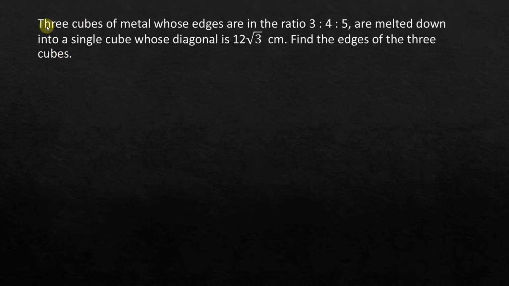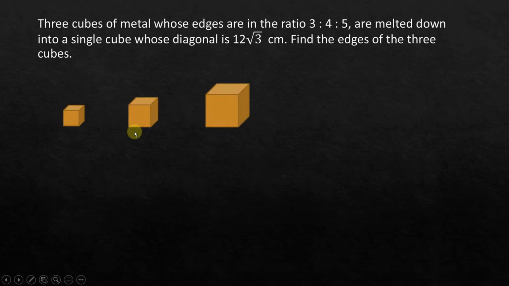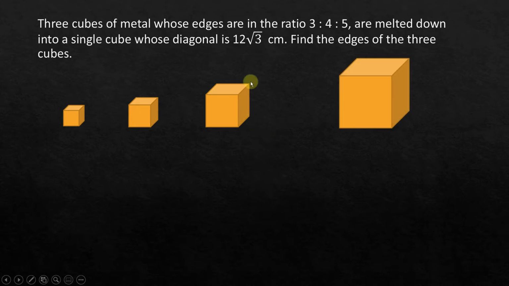So in this case, first what we have to see here is that there are three cubes of metal whose edges are in the ratio 3:4:5, which means there are cubes of three different sizes. So the edge of one is to the edge of the other and is to the edge of the third cube. That is in the ratio 3:4:5, and that these three are melted down, and that metal is taken into forming a bigger cube.